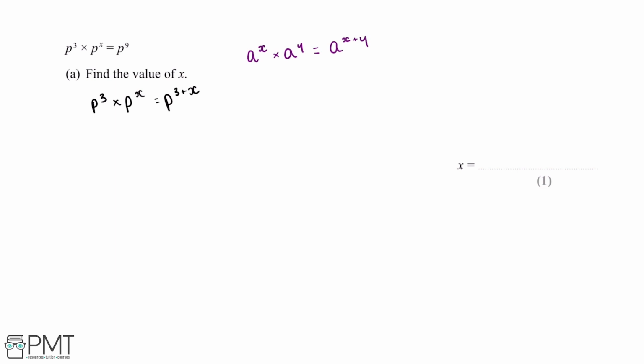So if P to the power of 3 multiplied by P to the power of x equals P to the power of 3 plus x, then this means that P to the power of 3 plus x is equal to P to the power of 9. So we can simplify this down to 3 plus x is equal to 9. And then if we minus 3 from both sides, we get an answer of x equals 6.